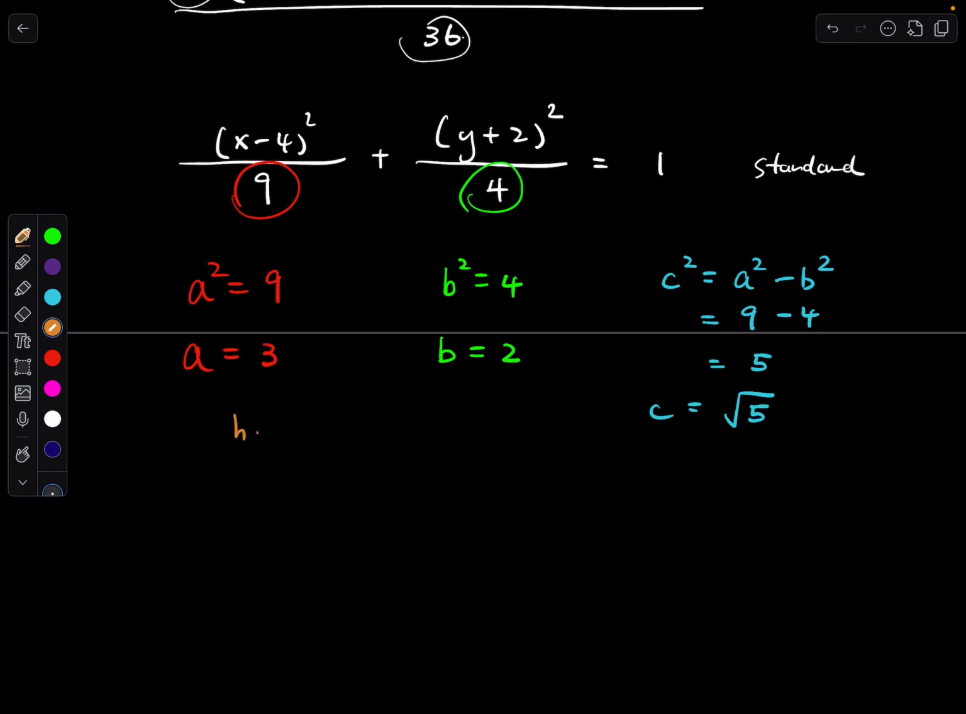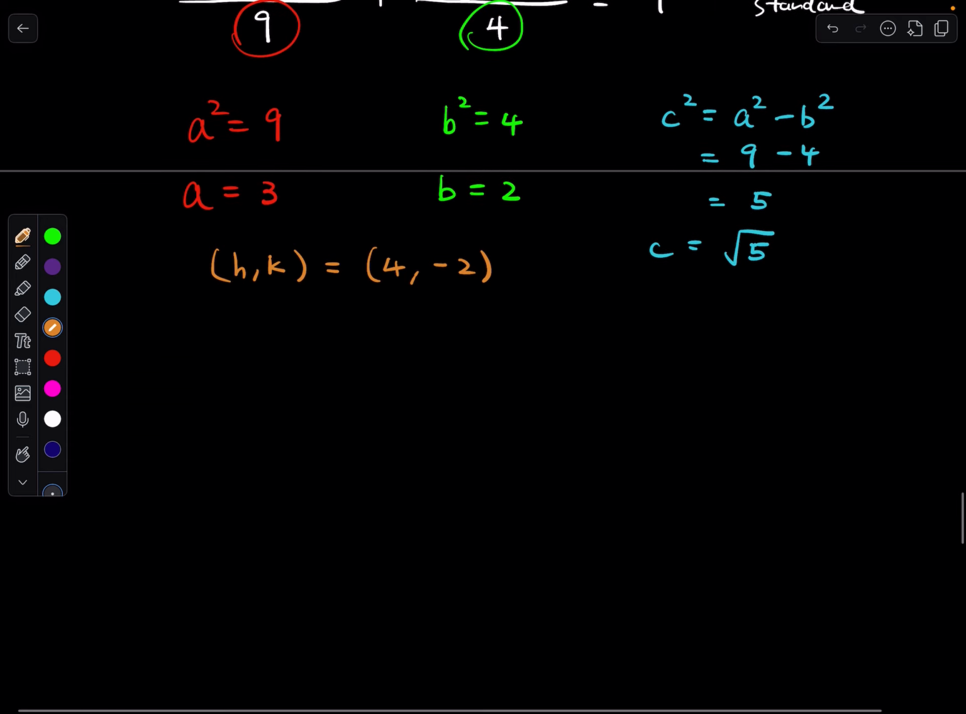The next point is (h, k). (h, k) is probably the most important point here. You've got to make sure it's correct, otherwise everything else will be wrong. So (h, k) is going to be inside the x and inside the y. You're going to go opposite. So negative 4 will be 4, and the plus 2 will give you negative 2. Now, once again, the 9, which is the bigger number, is under the x. So that means x is going to be longer.